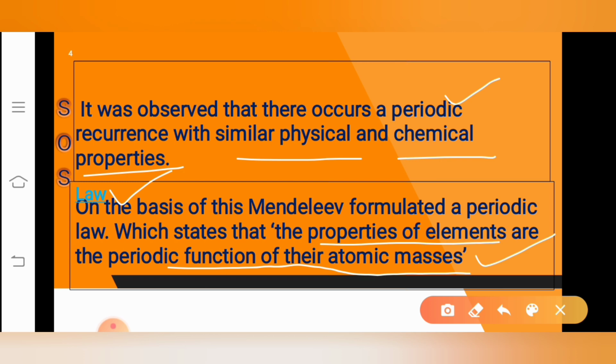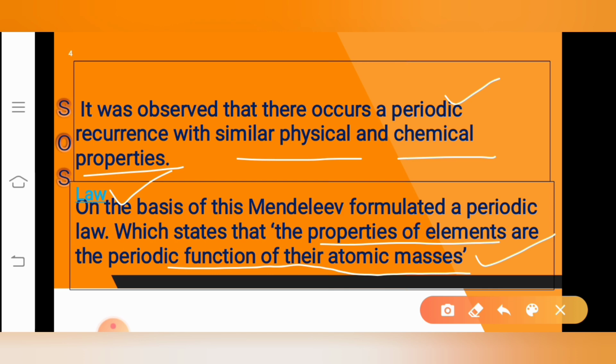There are two important laws, one is Mendeleev's periodic law, and the other is the modern periodic law, which I'm going to teach you in another session. So for this session you have to understand Mendeleev's periodic law. What does Mendeleev's periodic law state? It states that the properties of the elements are the periodic functions of their atomic masses. This is the law which is called Mendeleev's periodic law. Here he used the atomic masses, not the atomic number.